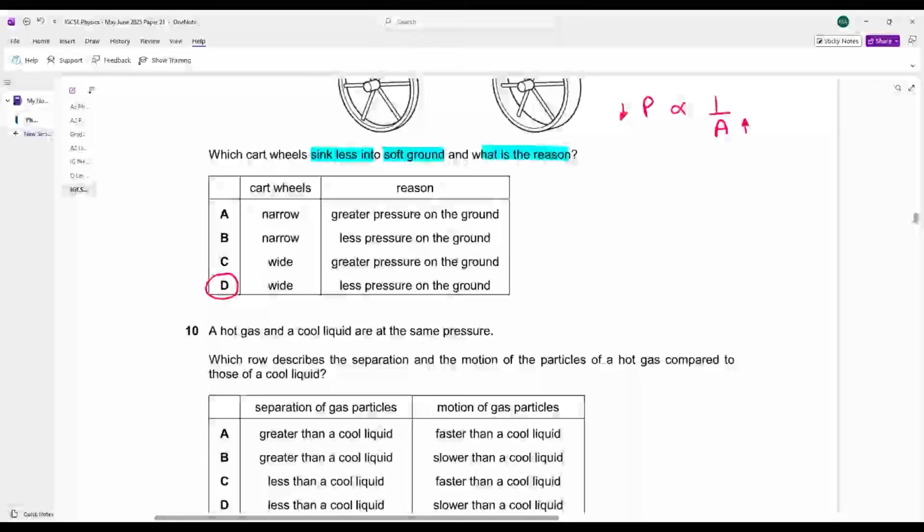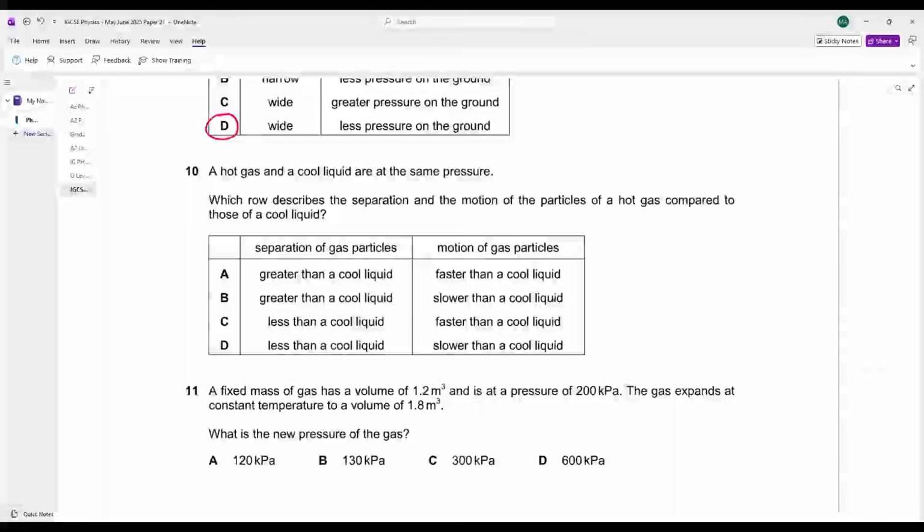Let's further move ahead. आगे बढ़ते हैं जी. What do we have further? Let's see. आगे देखते हैं क्या लिखा हुआ है क्वेश्चन नंबर 10 में. A hot gas and a cool liquid are at the same pressure. Okay. Which row describes the separation and motion of the particles of a hot gas compared to a cool liquid?